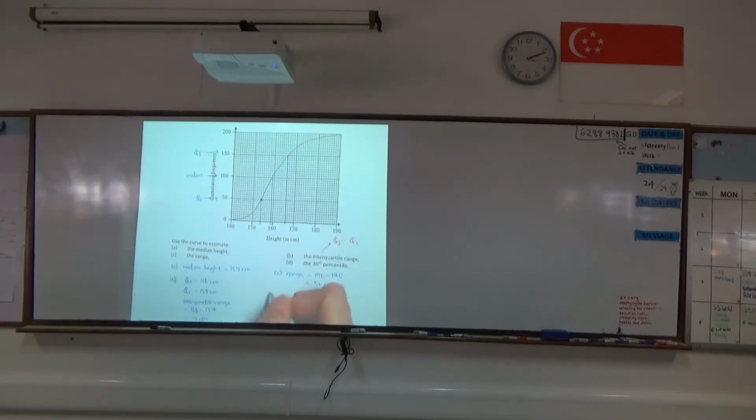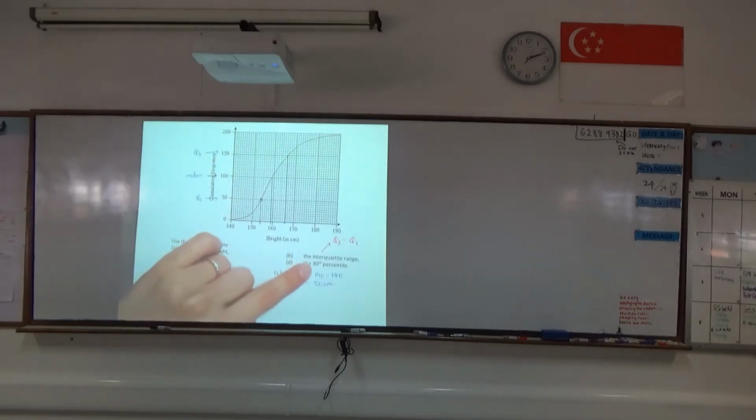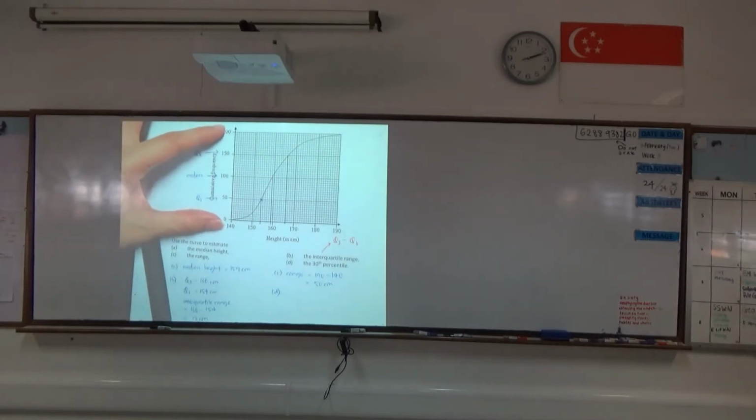Okay. And in part D, I want to find out the percentile. Okay, so percentile is even more precise than quartiles. Quartiles, we were dividing the data into 4 parts, whereas percentile, as the name suggests, we're looking at percentage. So we're dividing the data into 100 parts.